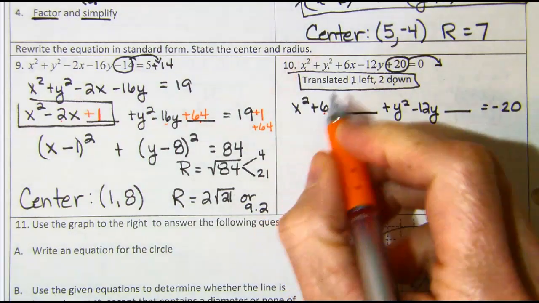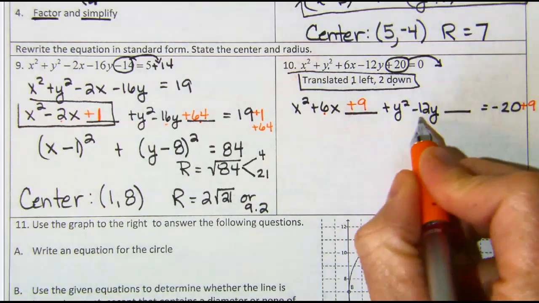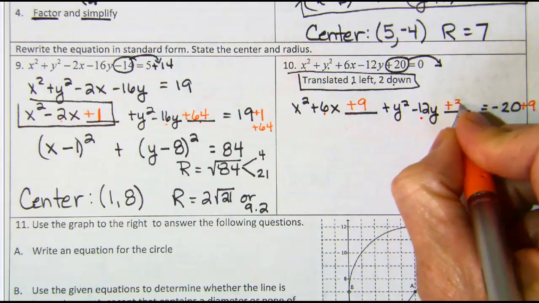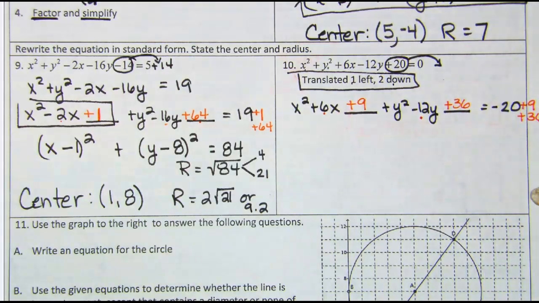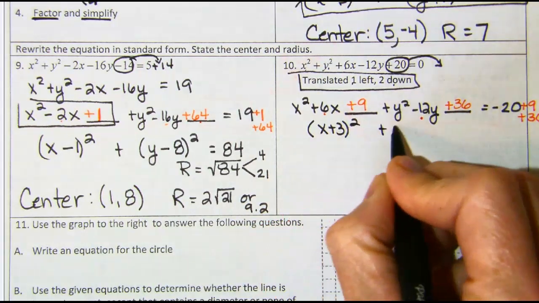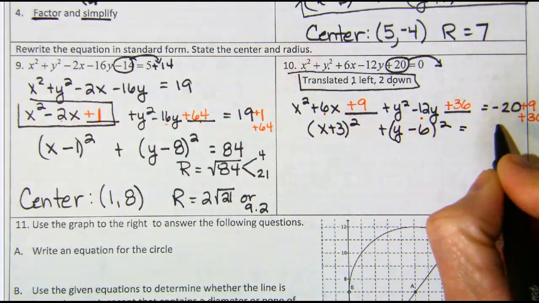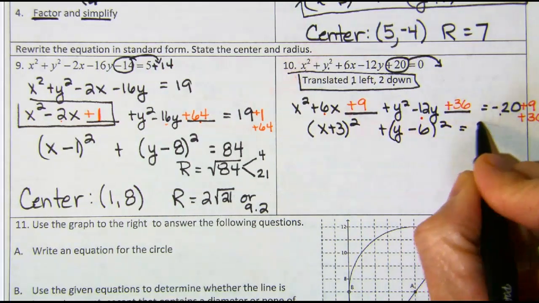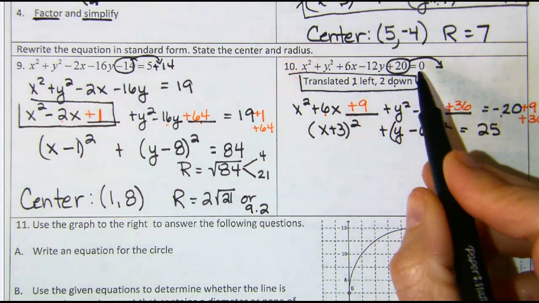I am now going to complete the square. Half of 6 is 3, 3 squared is 9, add it to this side. Half of negative 12 is negative 6, negative 6 squared is 36, add it to this side. Now factor: x plus 3 squared plus y minus 6 squared equals... okay, now this is negative, so when I put the negative with these two positives, I'm going to get a positive 25. Now at this point, that's the first step.